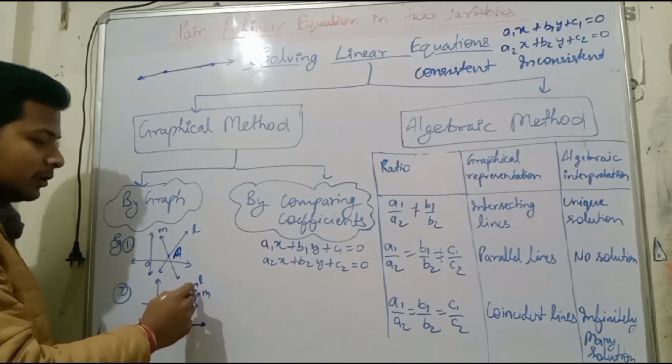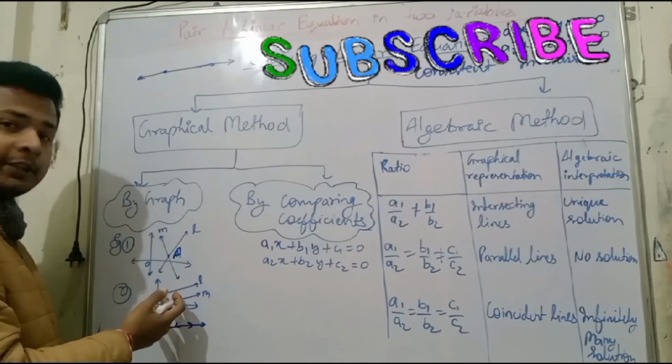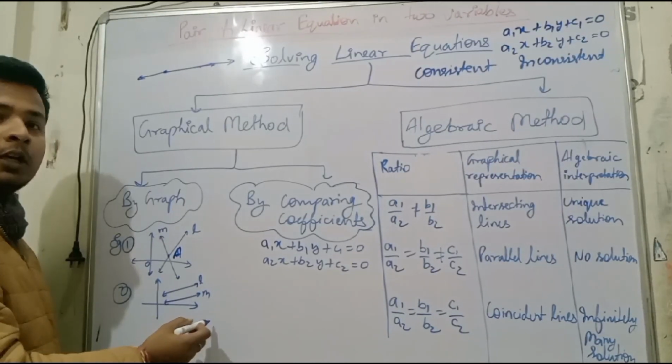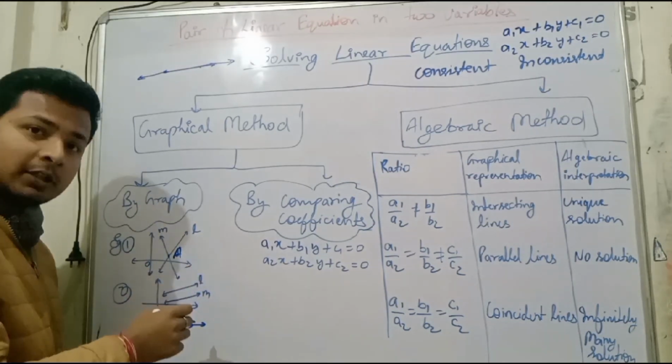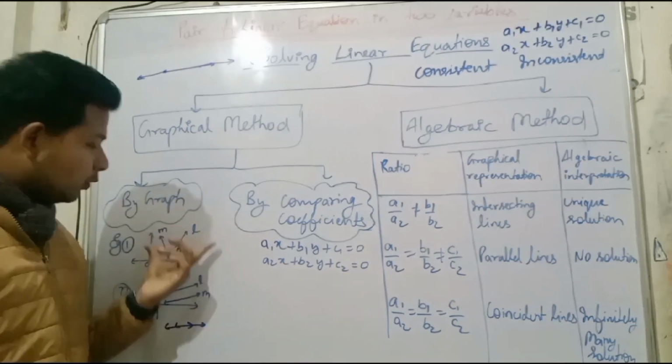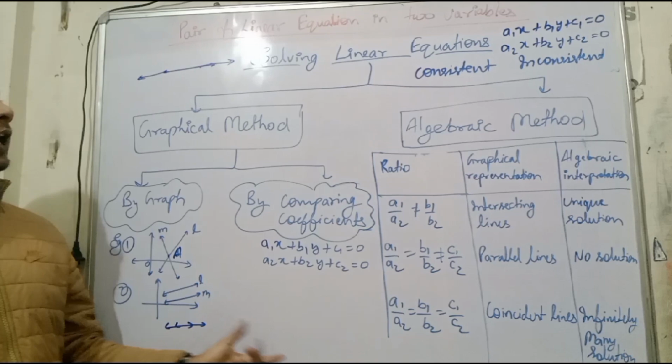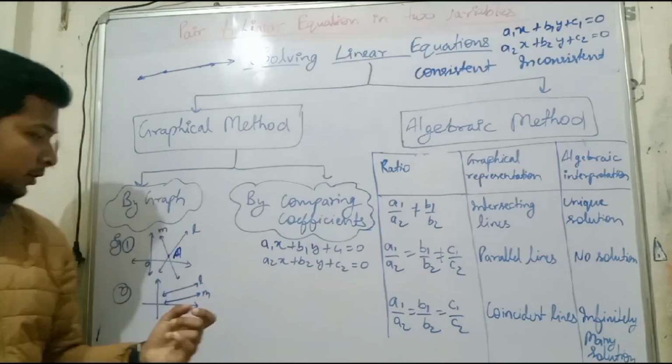And in this graph, there are two lines which are parallel, so they are not intersecting. And the third one is one line overlapping the second line. So how are we going to answer that? How many solutions does the equation have?